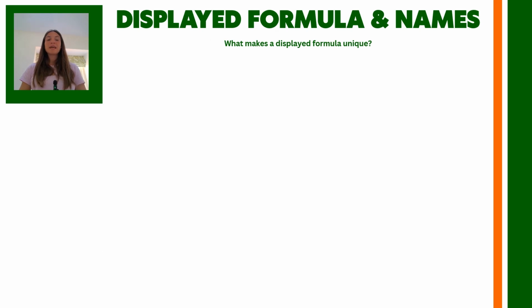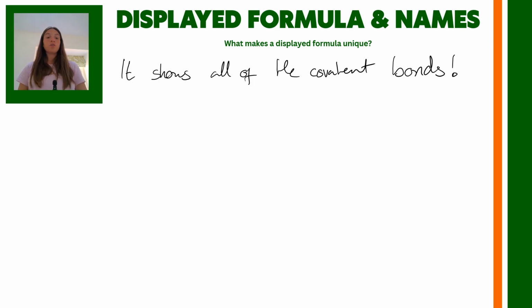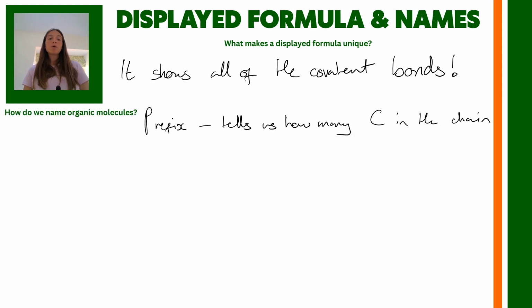Okay, display formula names. What makes a display formula unique? Well, it's a visual representation, which means I can actually see all of those covalent bonds. So I know which bits have a double covalent bond or a single bond and how these different elements are bonded together. How do we name organic molecules?